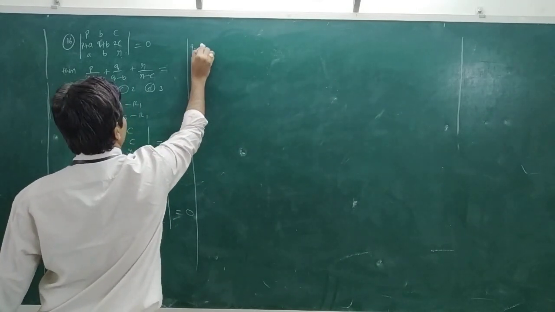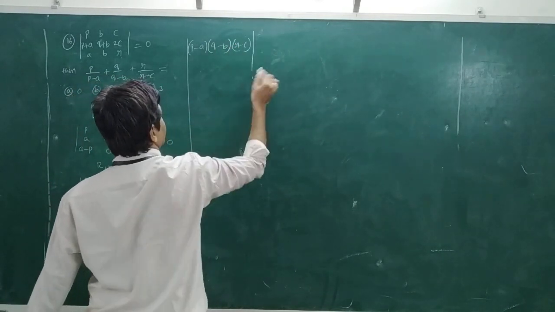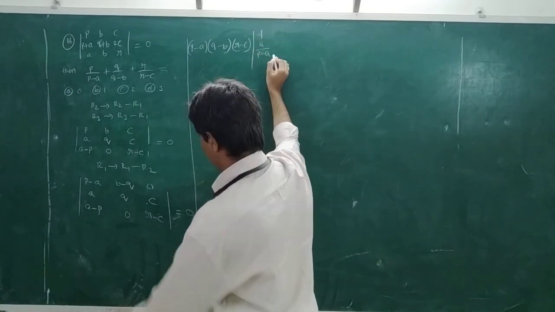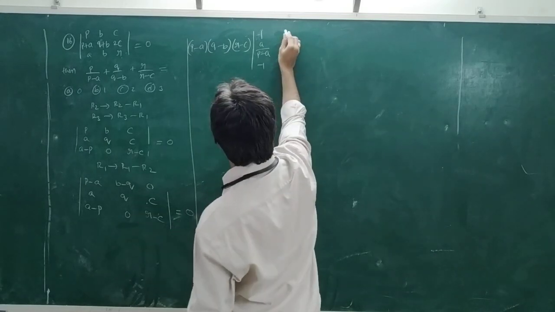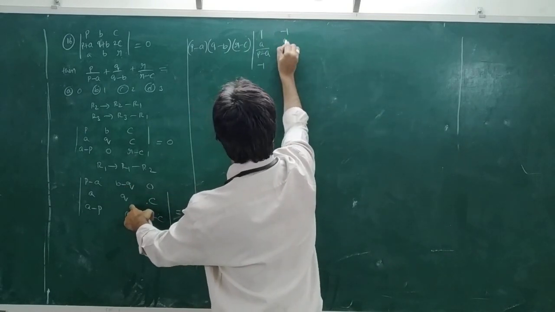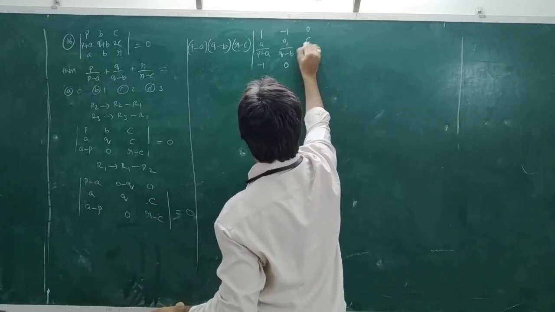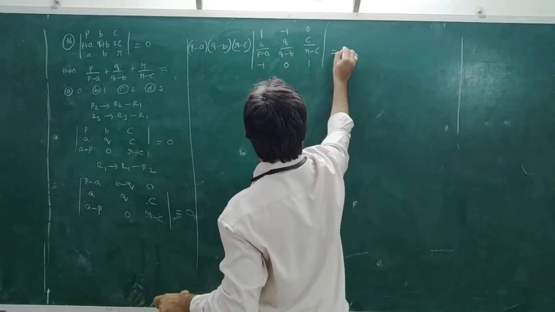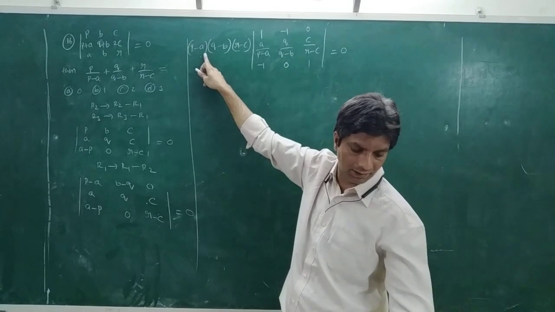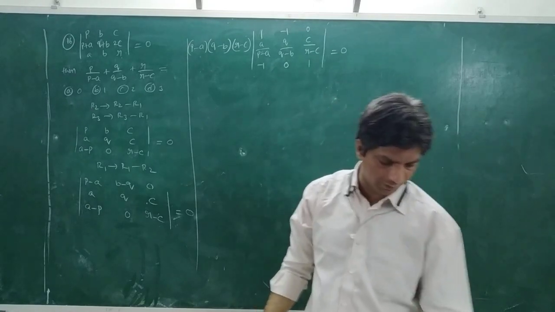From the first column take P minus A, from the second column Q minus B, and from the third R minus C. Now how much will we get? This is 1, A by P minus A. This is minus 1. This is minus 1, this is Q by Q minus B. This is 0, C by R minus C, 1, equal to 0. If this is equal to 0, then P equals A, but it is given that P not equal to A, Q not equal to B, R not equal to C, which is already given in the problem.